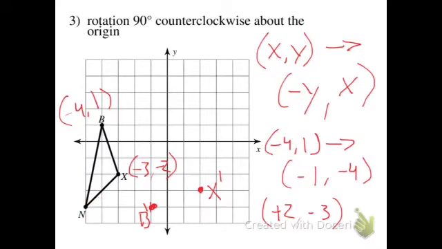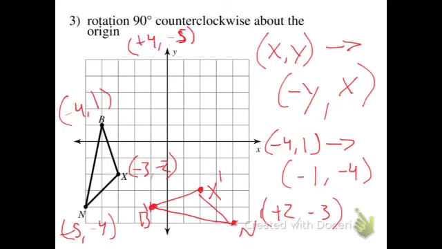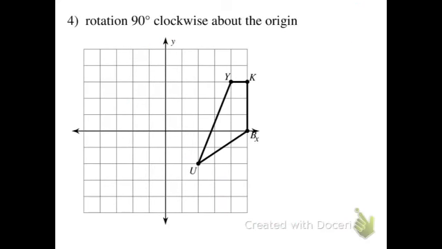Moving on to N. N is at -5, -4. We need to switch the order and make the first coordinate the opposite sign. So it used to be -4. Now it's not going to be. Now it's going to be +4. So my new point's going to be at 4, -5, which is right there. There's going to be N prime, and I got my 90-degree rotation right there. And that's going to be the first three.